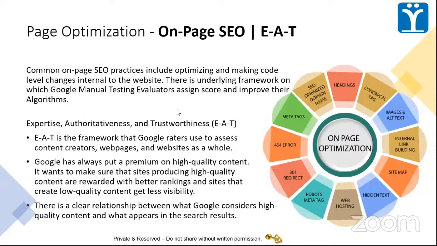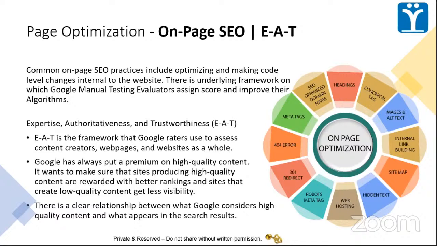Now you see this. On page optimization. So in on page optimization, other than the things which we have discussed, there is another concept called EAT: expertise, authoritativeness, and trustworthiness of a page. So see the right hand image where we are talking about this. It's a combination of some technical and mostly on page things, right?